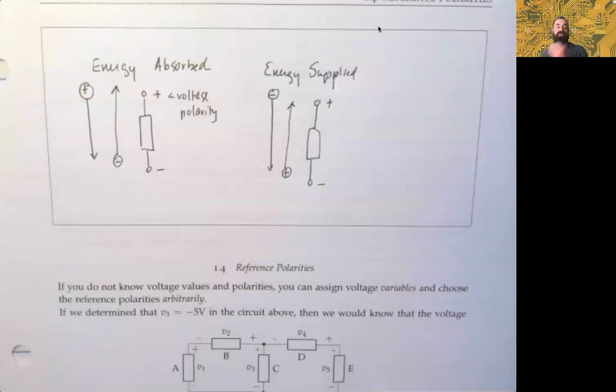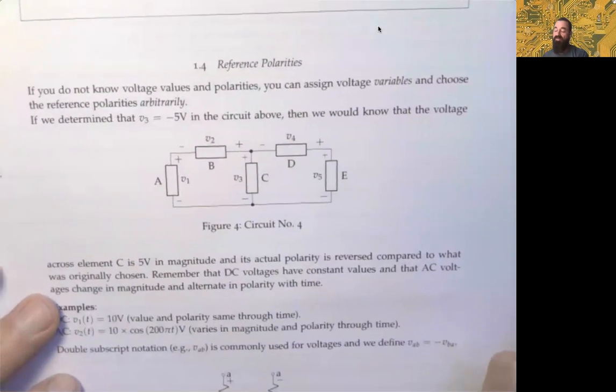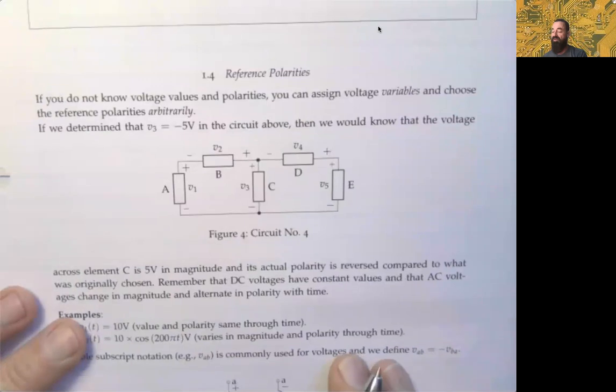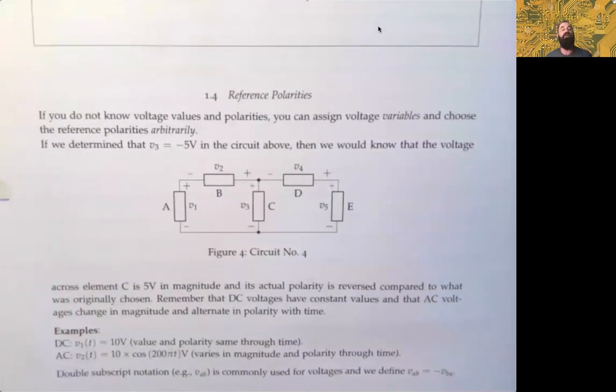Again, with current, we had reference directions. For voltage, we'll have reference polarities. In 1.4 we look at reference polarities. If you don't know voltage values and polarities, you can assign them, and choose the reference polarities arbitrarily.